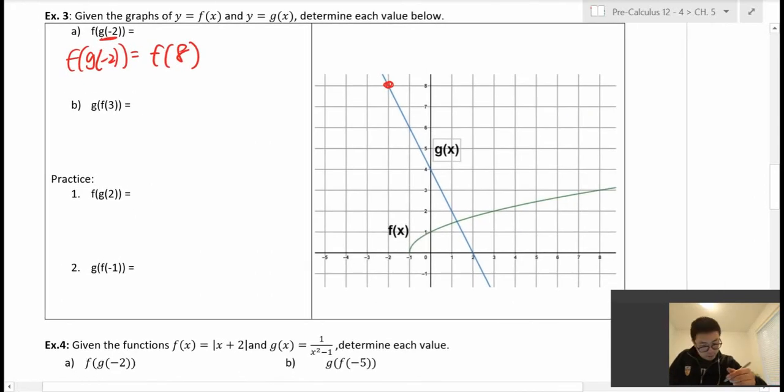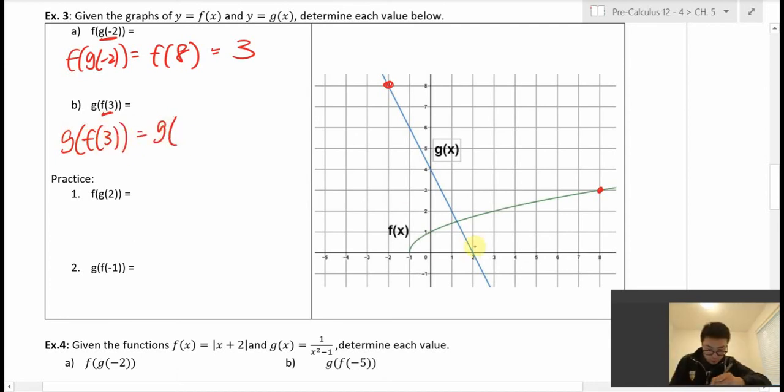Okay, and now we can look at f of 8. So when x is 8, the y value for the f function is going to be 3. So that's this point right here. So this equals 3. Okay. Similarly, with g of f of 3, the first step we need to figure out is what's f of 3.